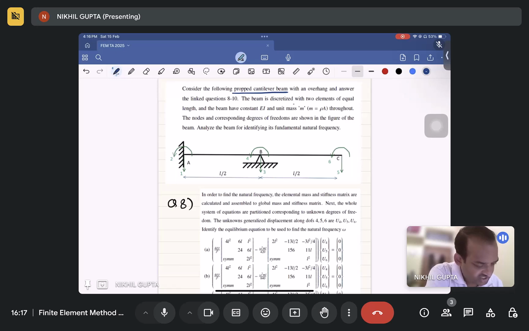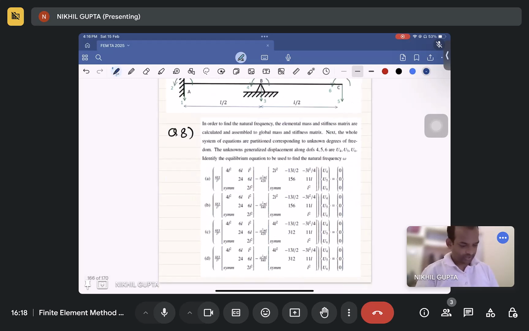The beam is discretized with two elements of equal length. The beam has constant EI and unit mass m throughout. The nodes and corresponding degrees of freedom are shown in the figure. Analyze the beam for identifying the fundamental natural frequency.